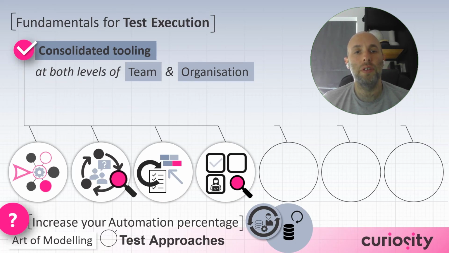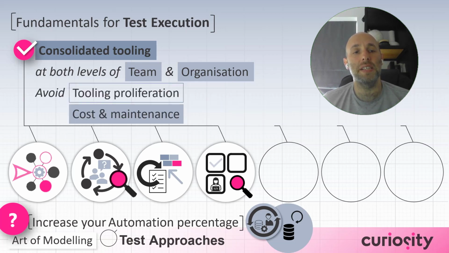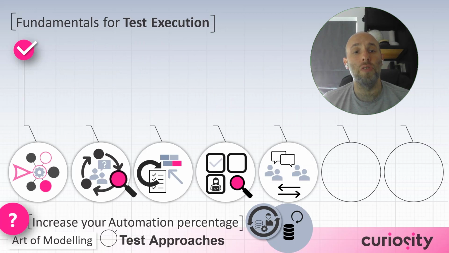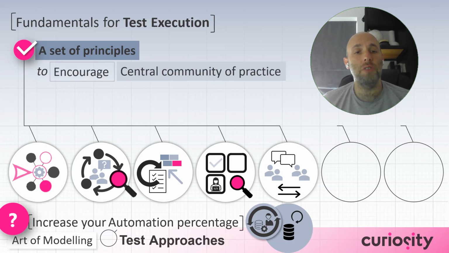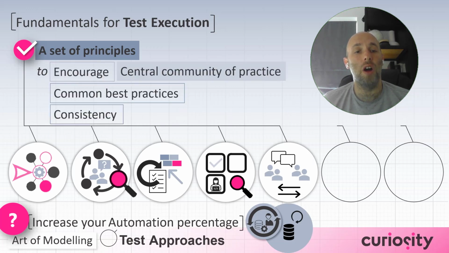Understanding the right tool to use at the team level needs to also be considered in conjunction at the organisational level. If each team chooses their favourite, the organisation can be left with a tooling proliferation which can cause cost and maintenance headaches, and so an organisation should really look towards a set of principles for teams to follow based on the points mentioned previously, and where possible encourage a central community of practice to share common best practices and consistency.